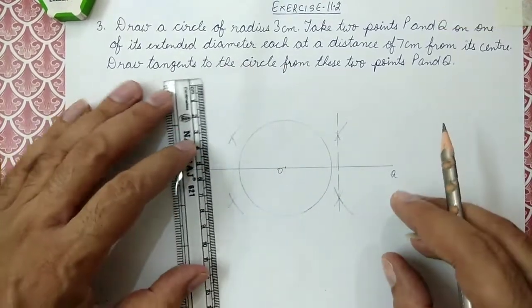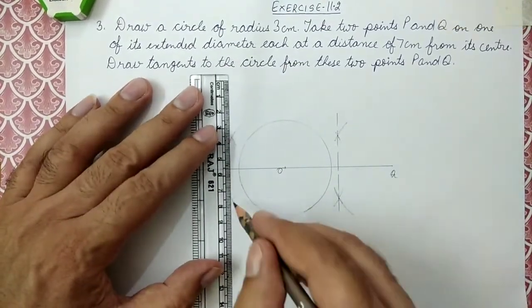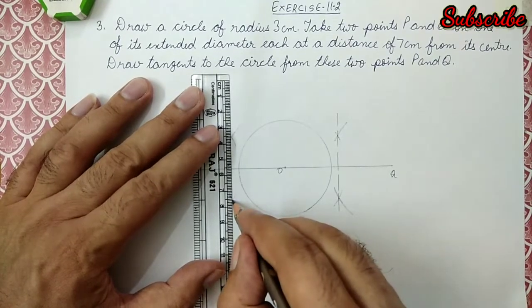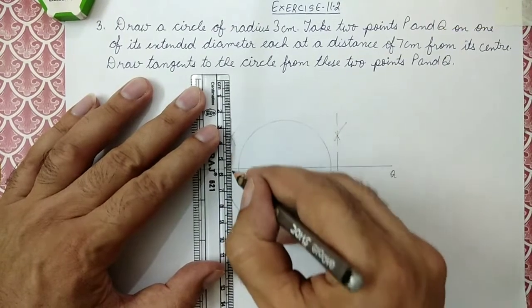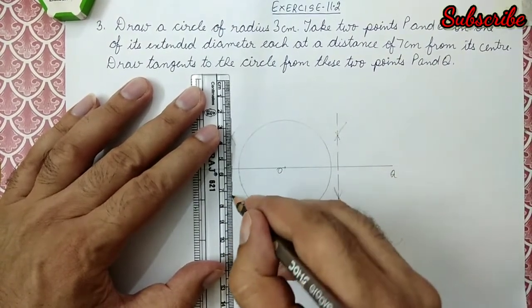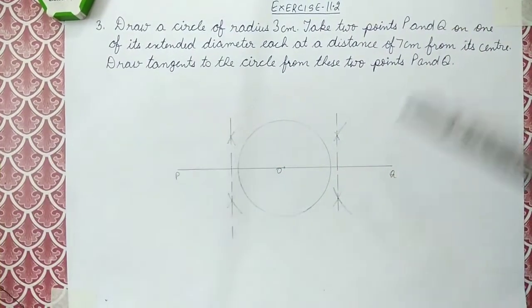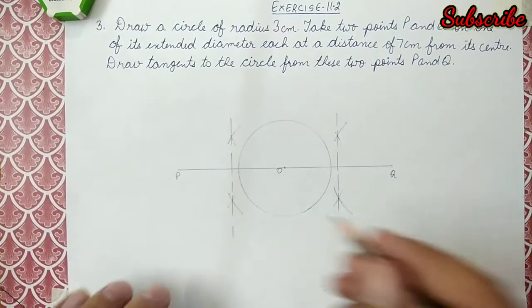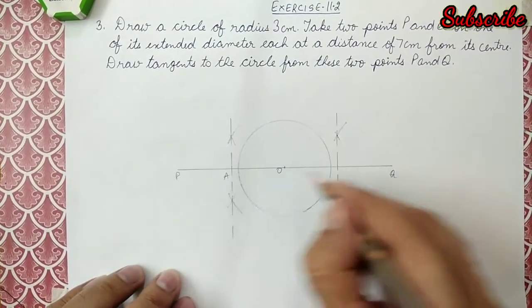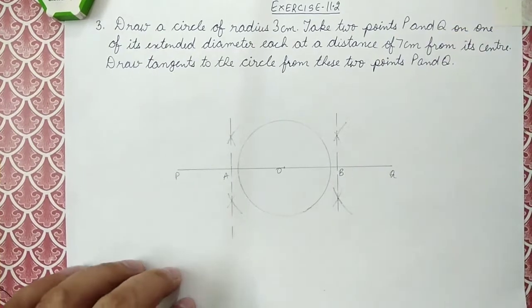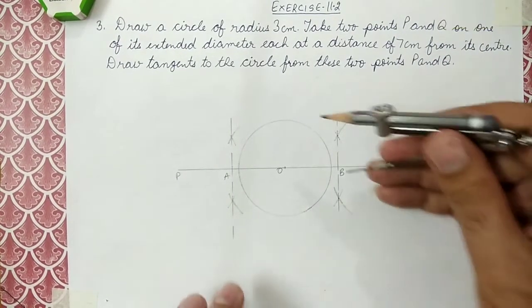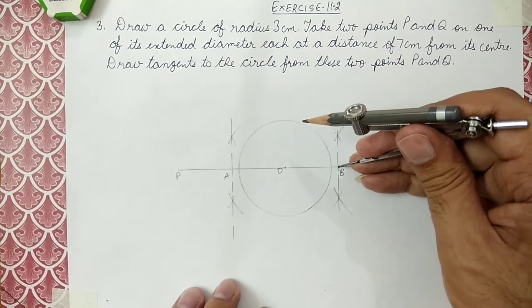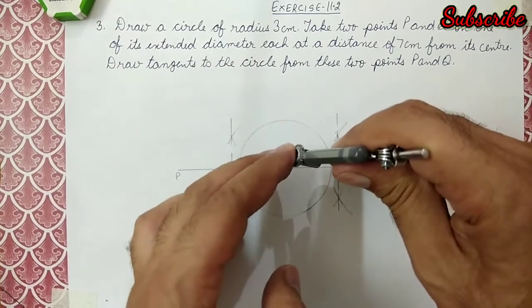So this is the perpendicular bisector of OQ. And then we have the perpendicular bisector of OP. Right? Now again, I can mark these points A and B. This is A and this is B. Now keeping the compass at A first, or I take B first and open it equal to OB.